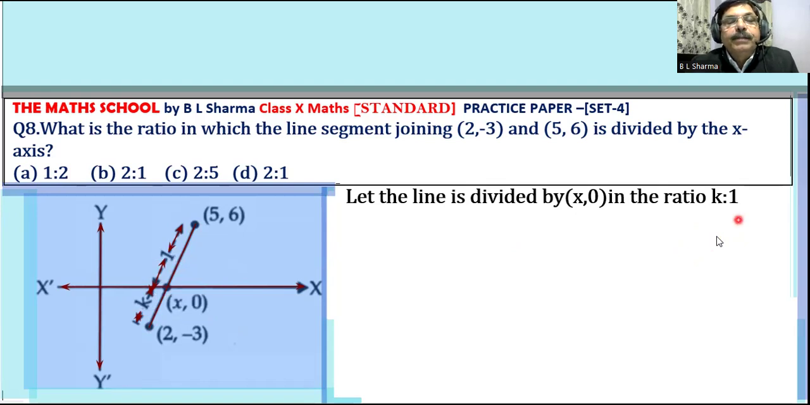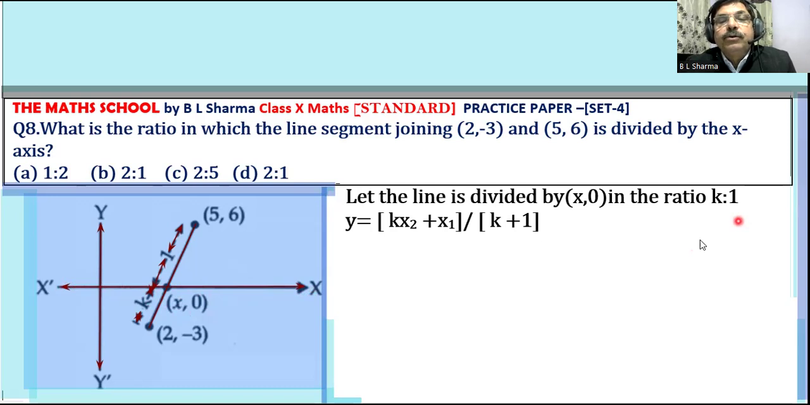Then using the section formula, let the coordinate of this be x, 0, because on x-axis the y coordinate is always 0. That is why we have written here in place of y coordinate 0, because this is x-axis. Using section formula, m1 x2 plus m2 x1 upon m1 plus m2, here we have taken m1 as k and m2 as 1. ये हमने रेशियो लिया है m1 की जगह k and in place of m2 1. So we need here the y coordinate, here is 0.